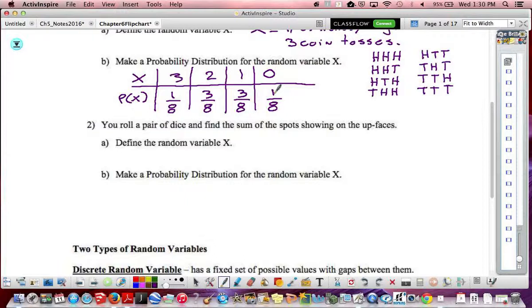All right, are we okay with the first example? Yes. Beautiful. Let's try the second one. It says, you roll a pair of dice and find the sum of the spots showing on the up faces. Define the random variable x. Well, x basically equals the sum of the dice.